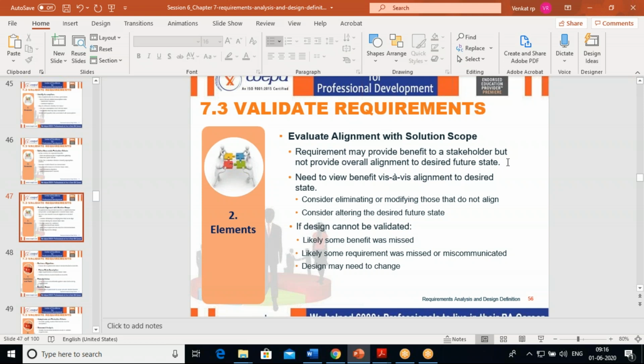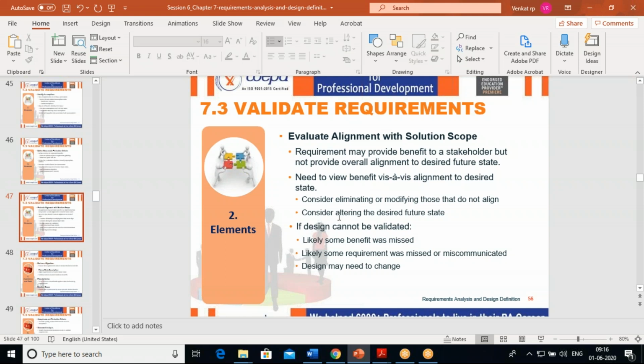We need to view benefit alignment to the desired state, considering eliminating or modifying those that do not align. That means if you're working on a requirement that is not giving value to the business goals or the business need, then there's no point in working on it. We can eliminate it, or sometimes we can modify it as well. So such requirements we'll be considering here.